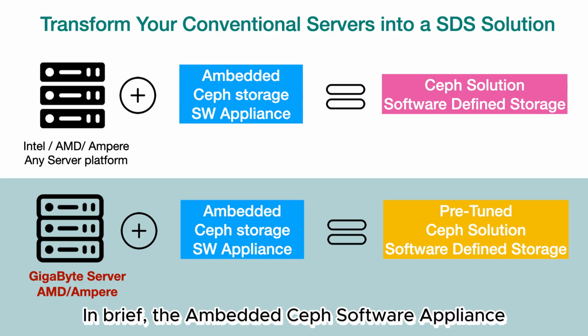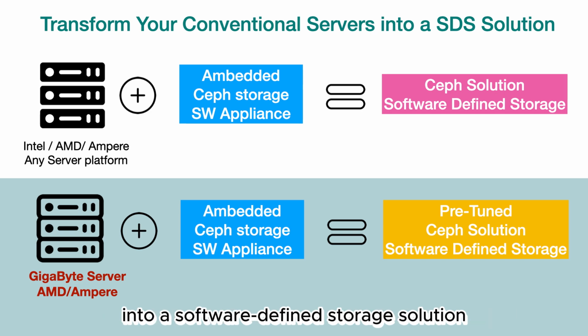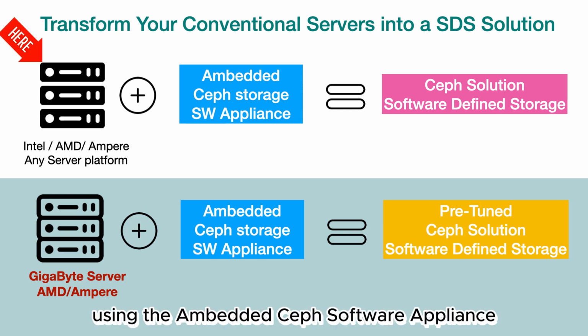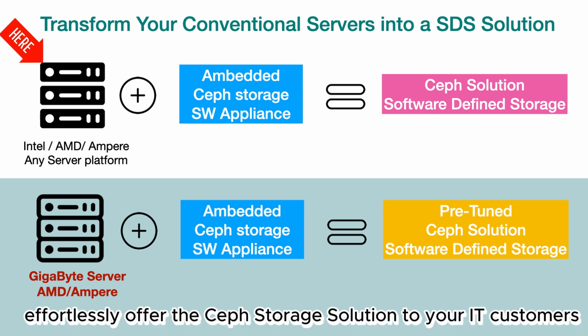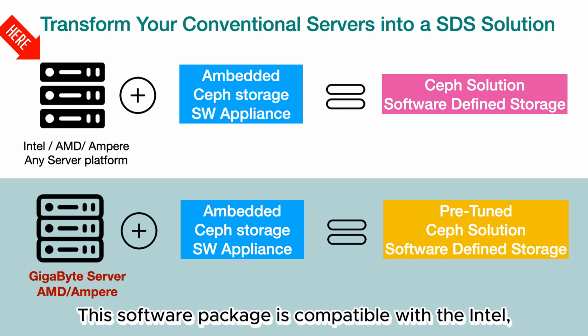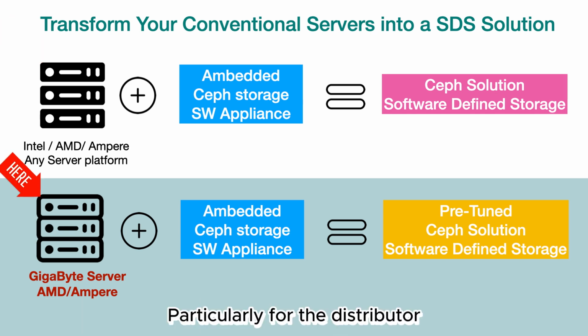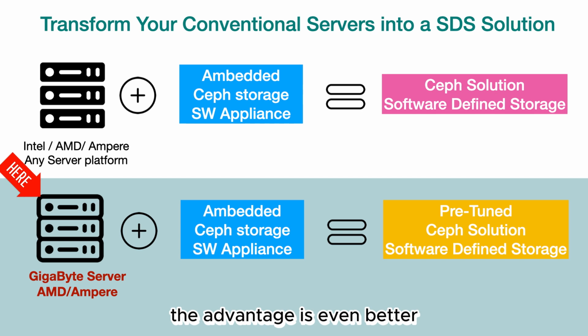In brief, the embedded Ceph software appliance empowers the IT user to transform traditional servers into a software-defined storage solution. If you are a distributor of server platforms, using the embedded Ceph software appliance allows you to effortlessly offer the Ceph storage solution to your IT customers. This software package is compatible with Intel, AMD, and Ampere platforms, so any brand of server can use it. Particularly for distributors carrying Gigabyte servers on AMD or Ampere platforms, the advantage is even better.